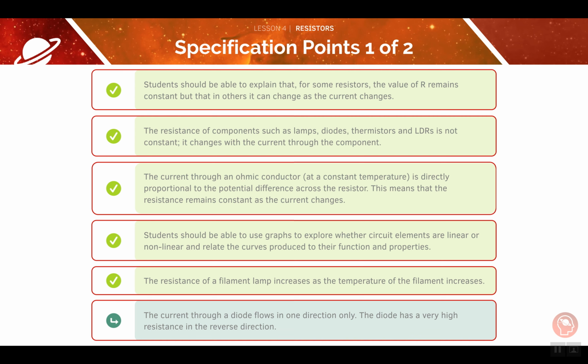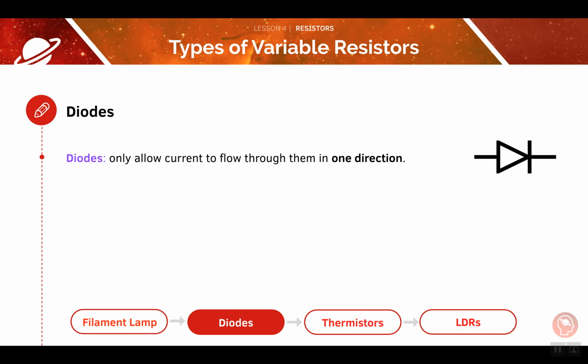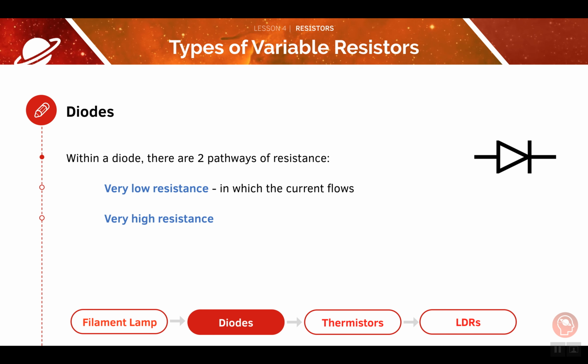Let's look at our final specification point for this part of the lesson: the current through a diode. Diodes are special since they only allow current to flow through them in one direction. The reason behind this is to do with resistance. The current always flows through the path of least resistance, so it will always take the very low resistance pathway. Therefore, the current will only ever flow through the diode in one direction.